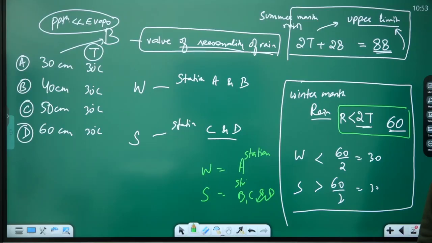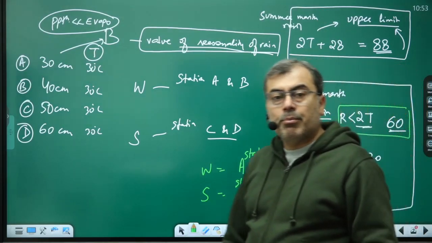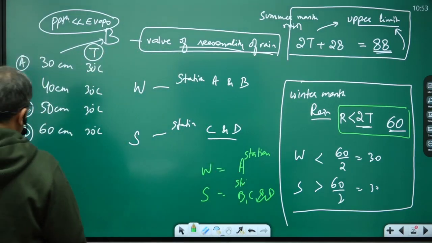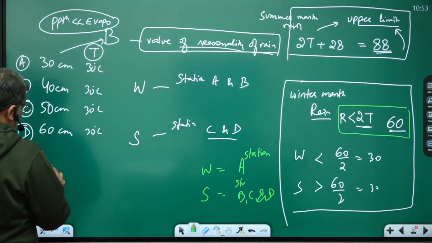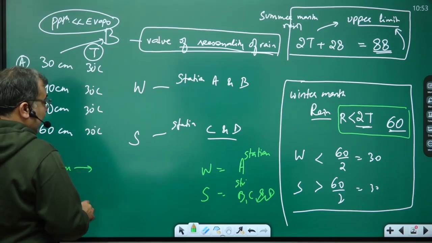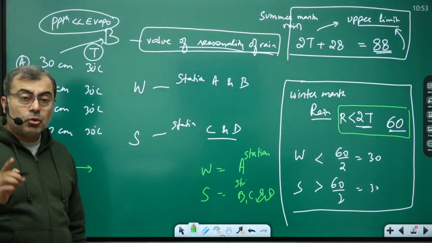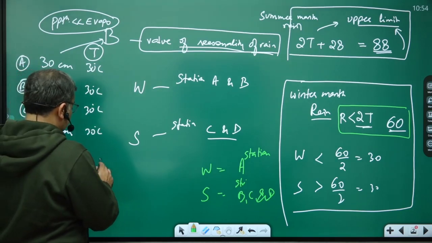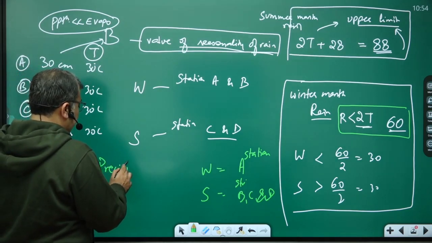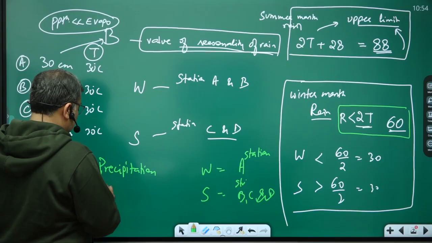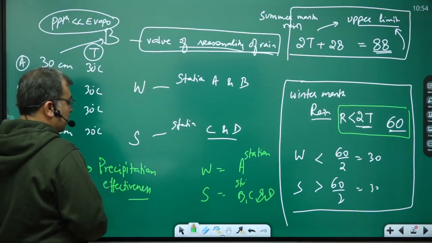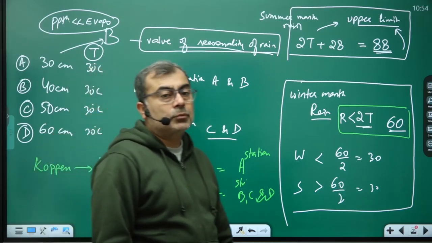So in a way, by using this criteria, has Koppen looked at not only precipitation but its effectiveness? He has not only talked about precipitation, he has also incorporated the effectiveness of precipitation. True or not?